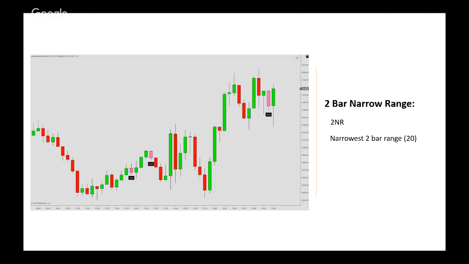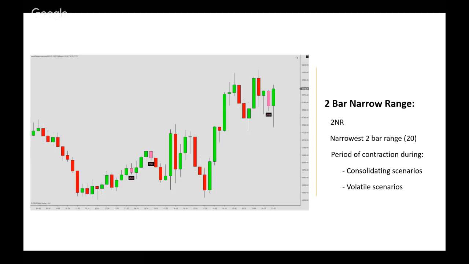Another way of identifying market contraction is using the 2-bar narrow range, which is the narrowest 2-bar range relative to any 2-bar range within the previous 20 bars. So we're now looking at a look-back period of 20 bars, and we're taking the range of these 2 bars here, comparing it with the look-back period, and finding that this is the narrowest 2-bar range in the look-back.